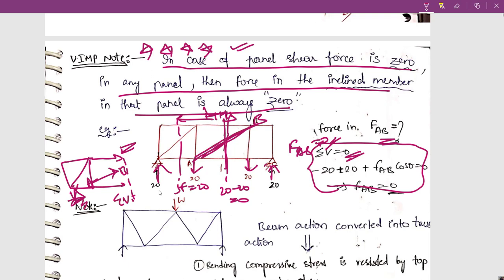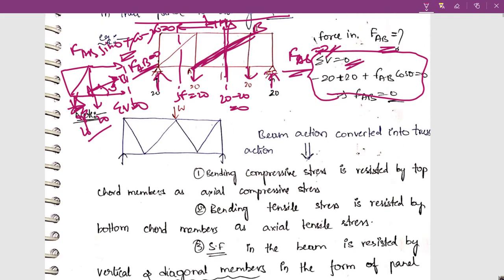So if I am using sigma V is equal to 0, the only force going upwards: here I had 20, here I had 20, right? So 20-20 balance. What is the force going upwards? FAB. If this is theta, the vertical component will be FAB sine theta, plus 20 minus 20 should be equal to 0. 20-20 cancel, so FAB sine theta is equal to 0. So FAB is equal to 0. Mathematically like this, but you need not solve mathematically always. If there is any inclined member in a panel which carries 0 shear force, then that inclined member will be a 0 force member. I hope it is clear, right?